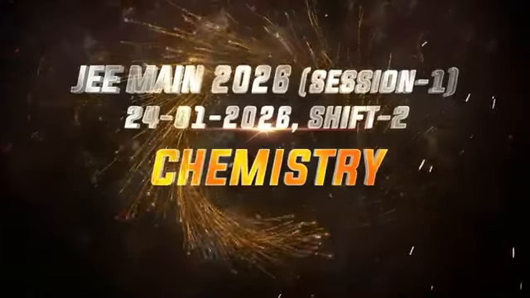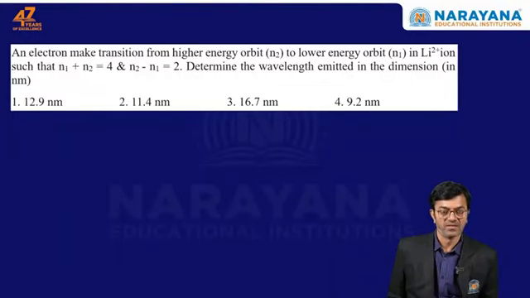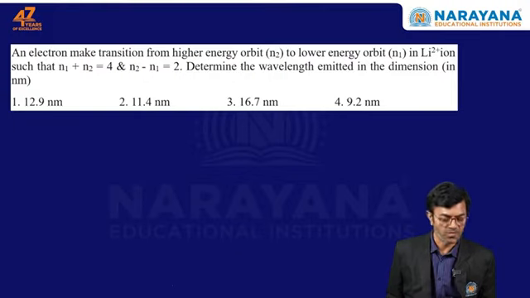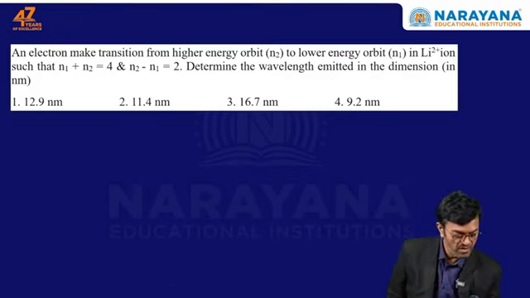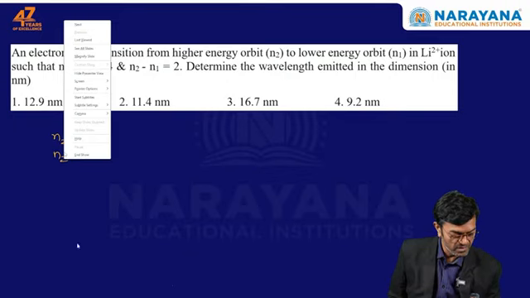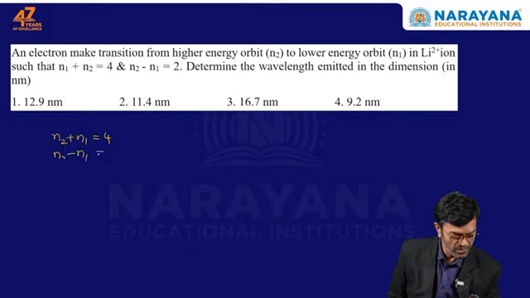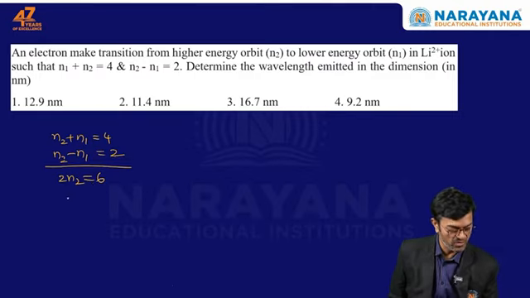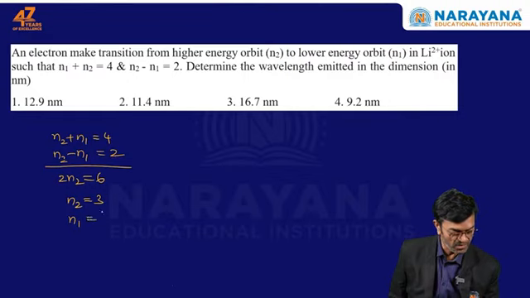Now moving to chemistry. Here the question is related to the hydrogen spectrum of Bohr's model. Here an electron is making a transition from N2 to N1 in the lithium 2-plus ion. It says that N2 plus N1 is given as 4 and N2 minus N1 is given as 2. So when you solve these two equations, on addition we get 2 N2 is equal to 6, and N2 will be 3. When N2 is 3, obviously you will get N1 as 1.